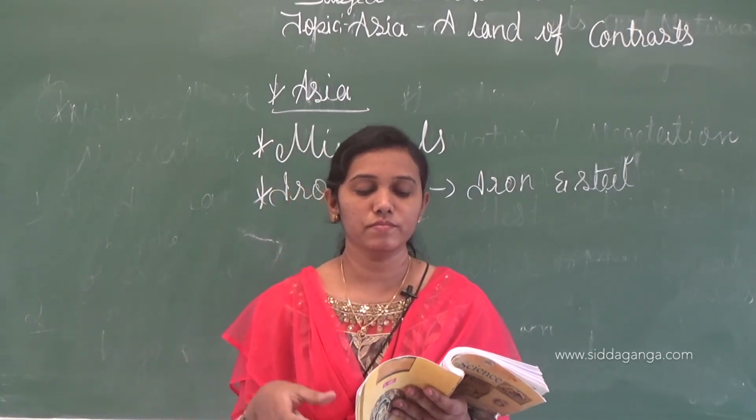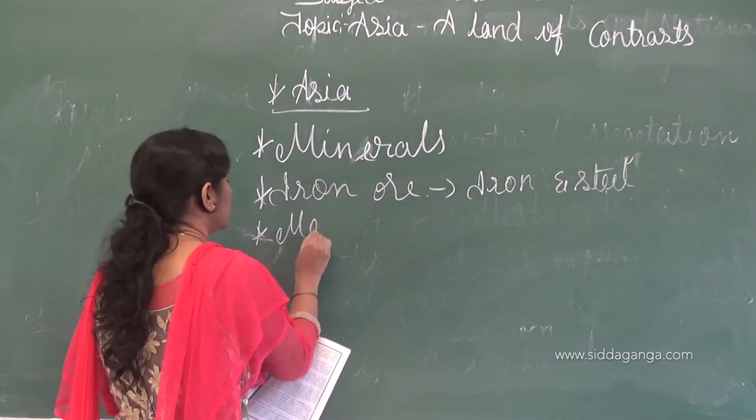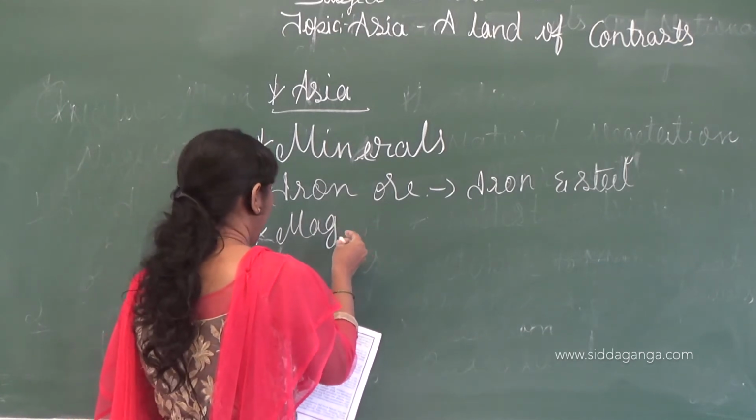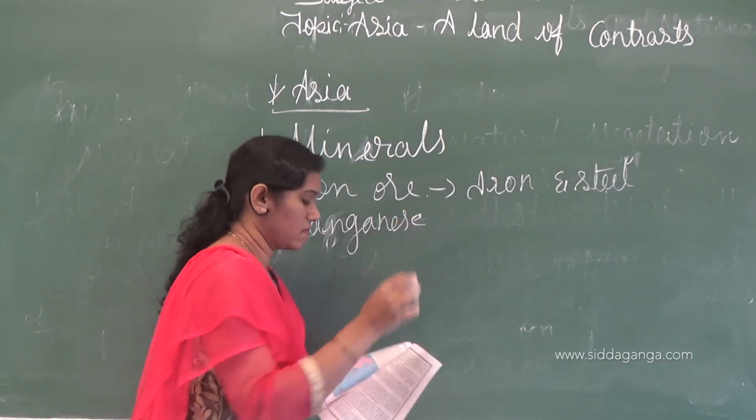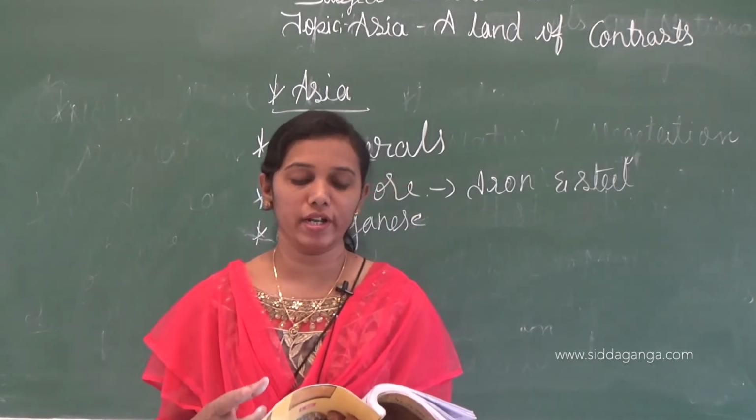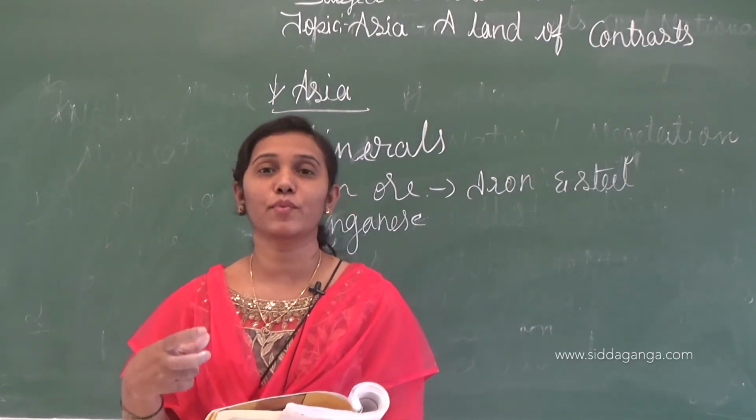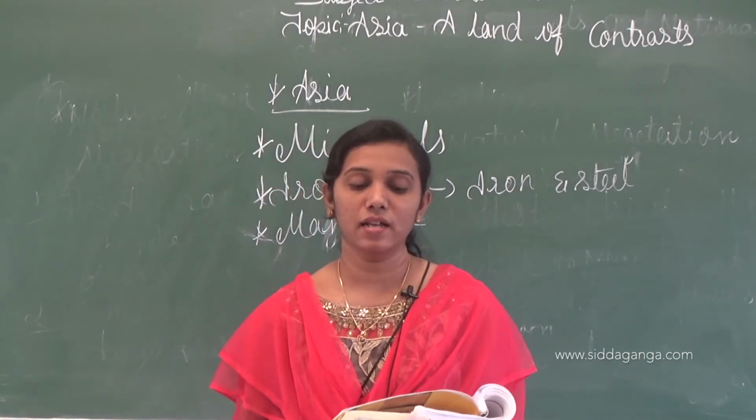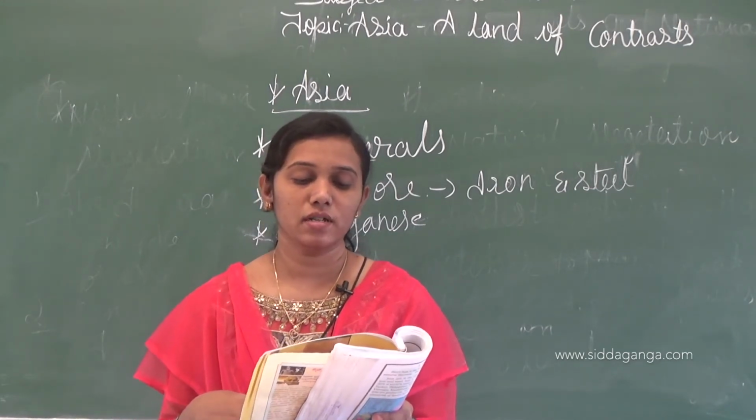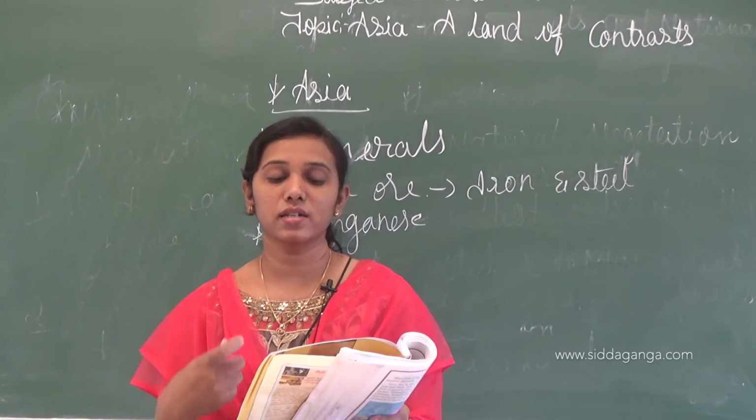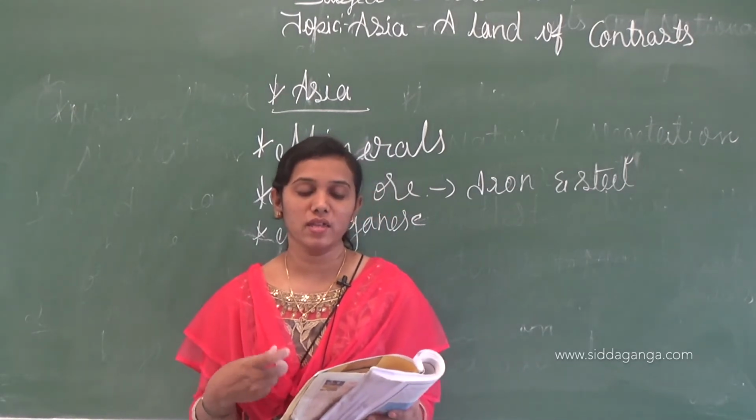Next, manganese. After iron ore, Asia is famous for manganese. It is considered to be the most important of the ferroalloy metals. It is essential for the production of good quality steel. In Asia, manganese is found in abundance in Transcaucasia, Central Asia, Siberia, China and India. China is a leading producer of manganese in Asia.